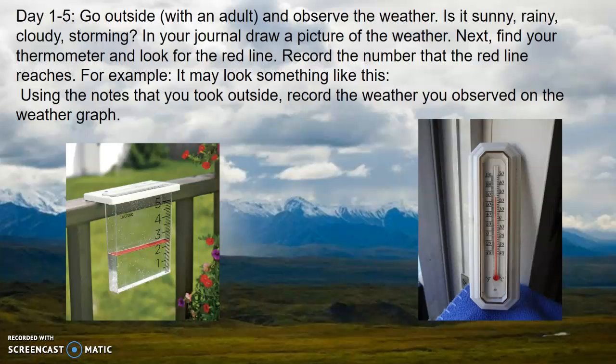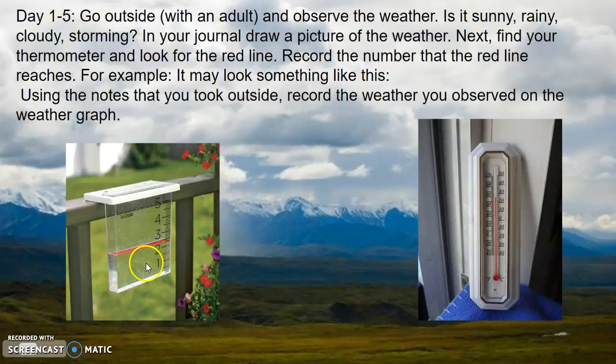Next, you're going to find your thermometer and look for the red line, and you're going to record the number that the red line reaches. If you look at the example on the right side of the screen, this thermometer is reading 80 degrees outside. After you record your temperature, I want you to look at your rain gauge.